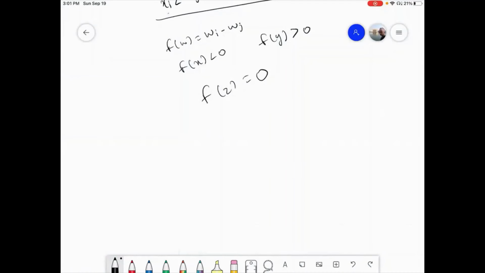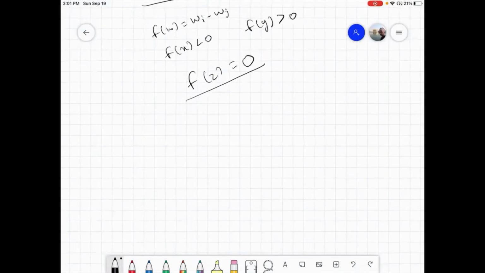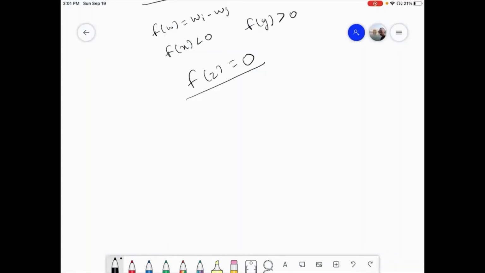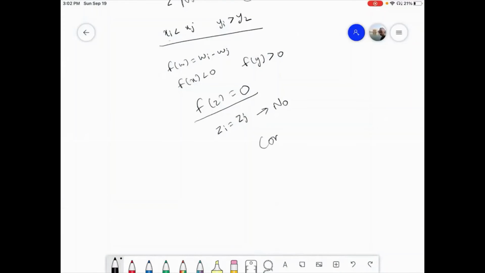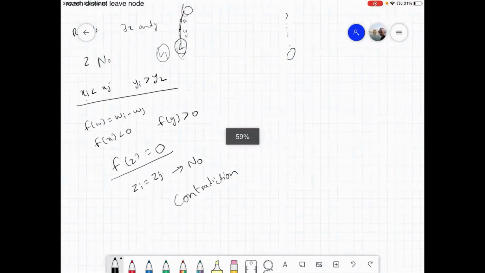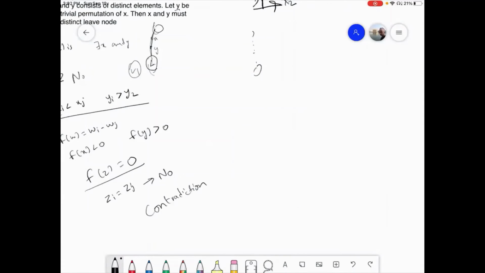If f of z is equal to 0, then it means that the elements of this array or instance are equal, so zi is equal to zj. They are not distinct. Then it means that it leads to an answer no, right? So we got a contradiction here. What do you mean by this contradiction? We have assumed that this is the path here. So let's say x.